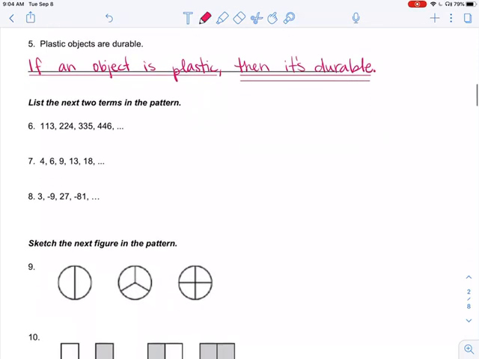All right, list the next two terms in this pattern. I can see we go 1, 1, 2, 2, 3, 3, 4, 4. So I'm going to have 5, 5, and 6, 6. 3, 4, 5, 6, 7, 8. It's just one way to go about it. 4, 6, 9, 13, 18. We add 2, add 3, add 4, add 5. So I'm going to add 6 for the next one, which would bring us to 24, and add 7 to the next one, which would bring us to 31.